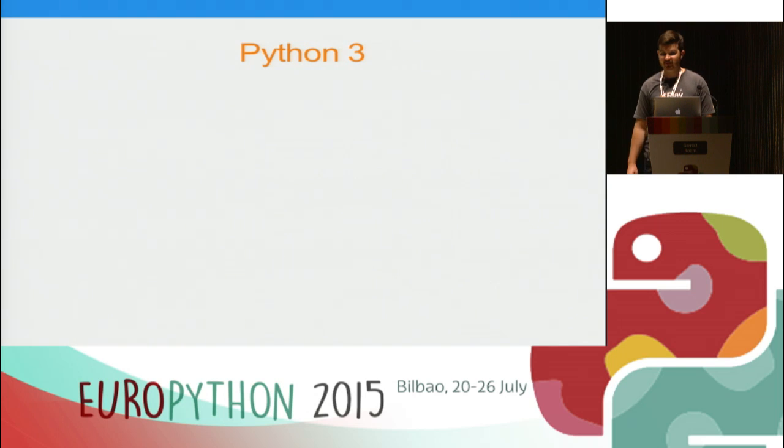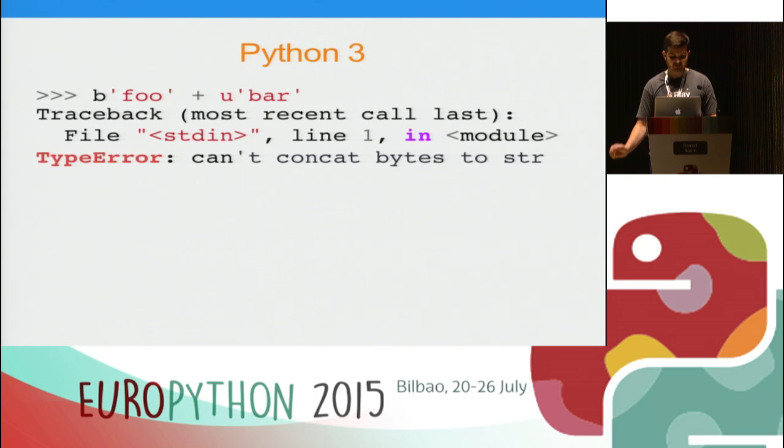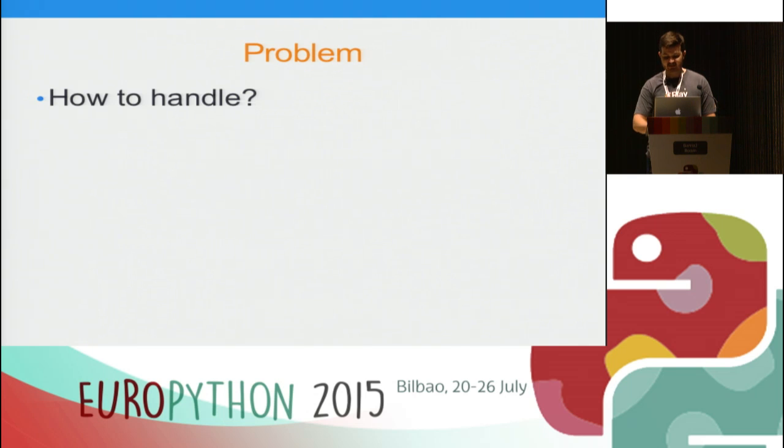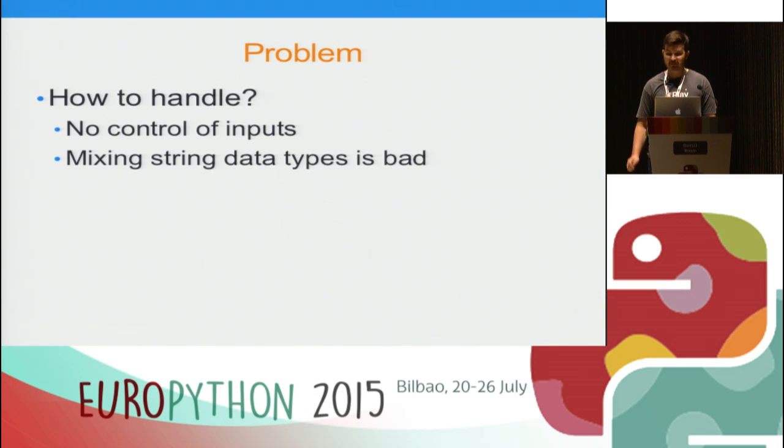In Python 3, it's a little bit more strict on how to handle this. So if you take the same line as before, you'll just get the error: you can't concatenate bytes to string, straight up, and you won't have a vague message. So the problem here is, how do you handle this, especially when you have no control of the inputs you may be receiving, and you know that mixing string data types is not good?